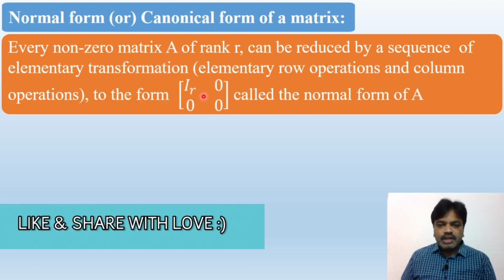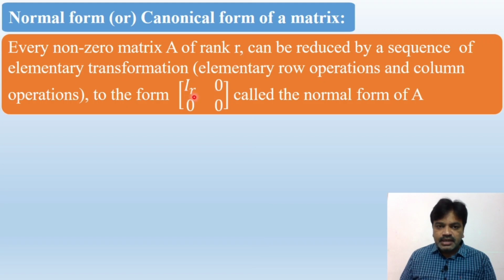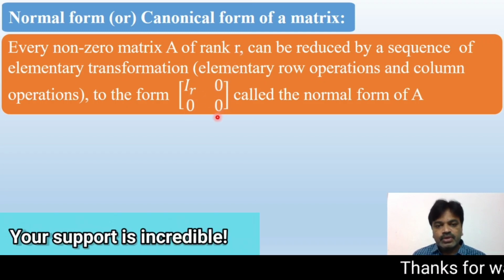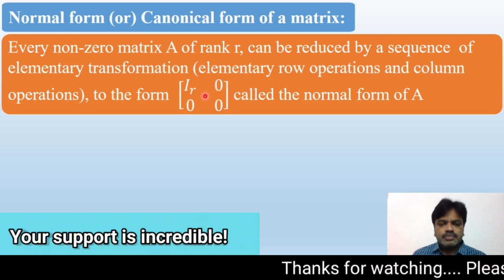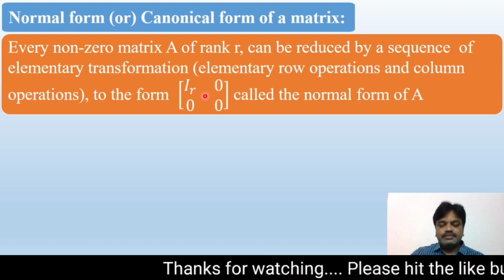If you observe the normal form, here the rank is r, so we write I_r. Suppose the rank is 2, it can be written as [I_2 0; 0 0]. If the rank is 3, [I_3 0; 0 0]. Let us understand this concept through an example.